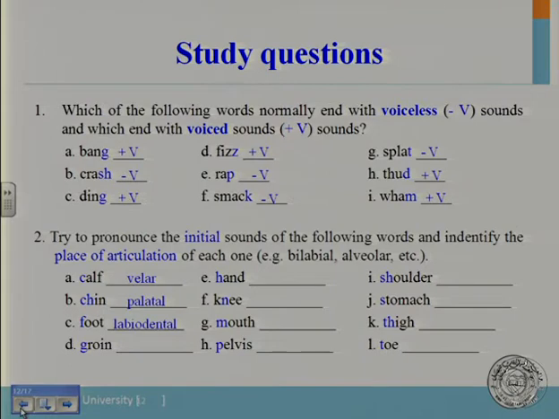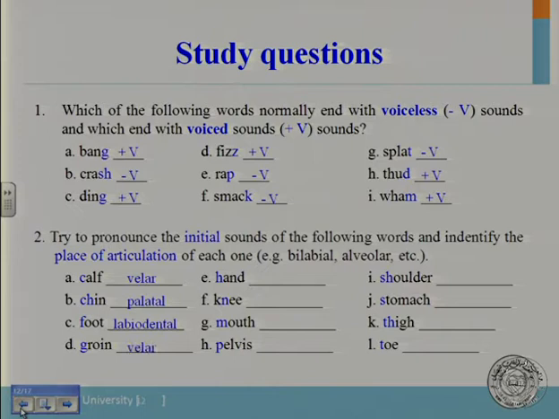Now, groin. G. What is the place of articulation of this sound? G. Yes, the back of the tongue with the area which is called the velum. What is the name of this place of articulation? It is called velar.